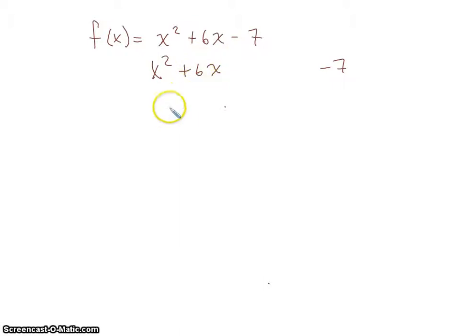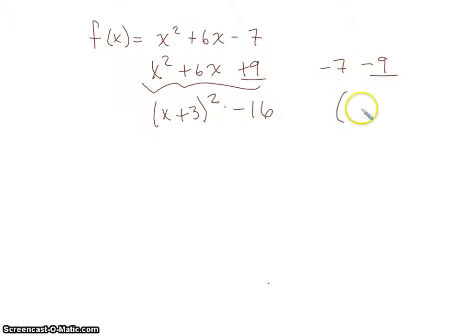6 divided by 2 is 3. And 3 squared is 9. So we put our 9 there, and then remember you have to put -9 over here by the -7, and in effect we've added 0 to the quadratic, so we've not changed it really in any way. This part is a perfect square trinomial which factors into x plus 3 squared, and then -7 take away 9, that's -16, and our vertex then is -3, -16. So that's the old way, called completing the square.